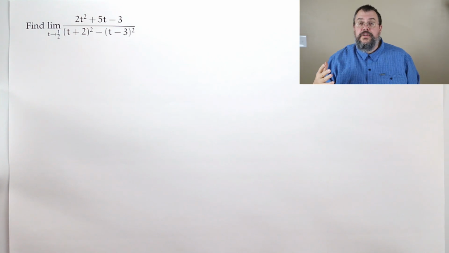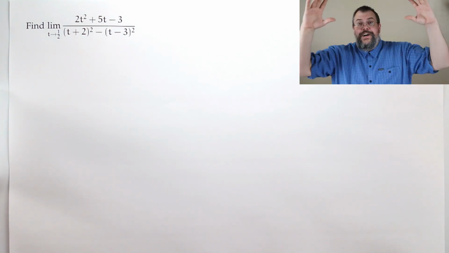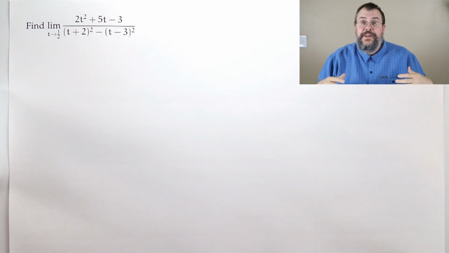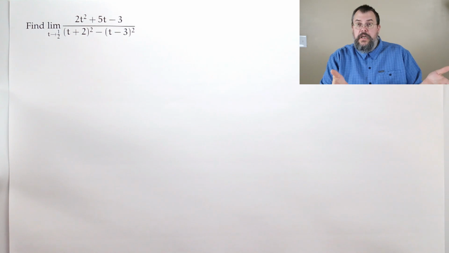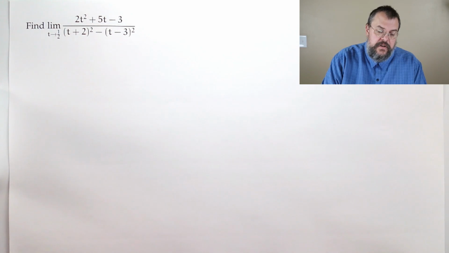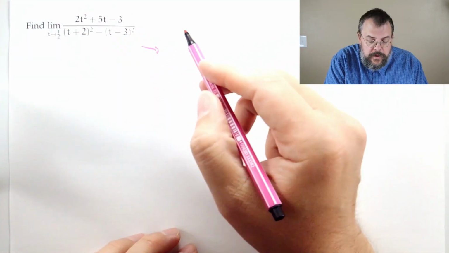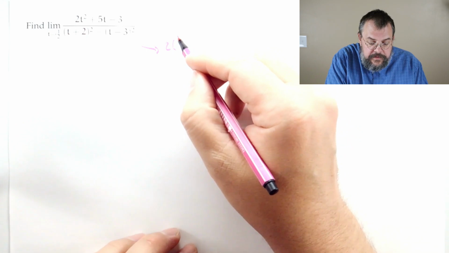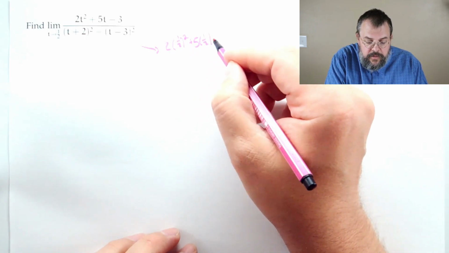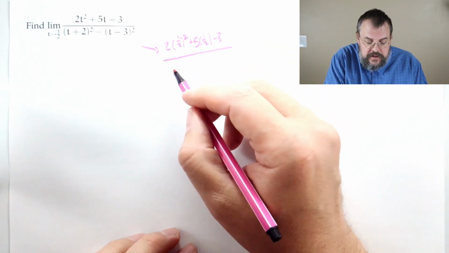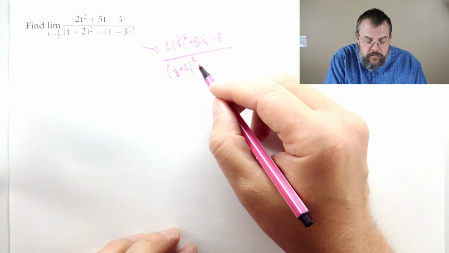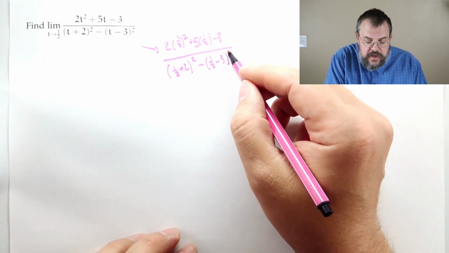Well, the first thing you should do is you can say it's a rational function. Upstairs is a polynomial, downstairs is a polynomial. When you have a rational function, the reasonable thing to do is say, plug it in, and let's see what happens. So let's start by doing that. We're going to plug in a half. So currently, we have 2 times a half squared plus 5 times a half minus 3. That's the top. Downstairs, we have 1 half plus 2 squared minus 1 half minus 3 squared.